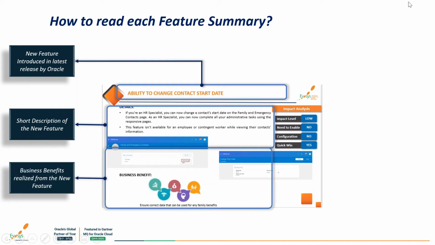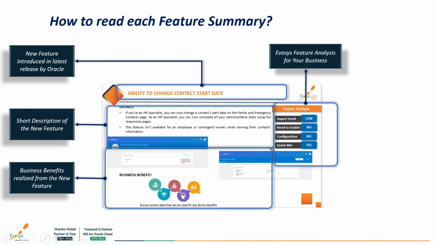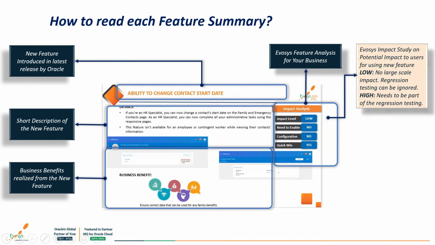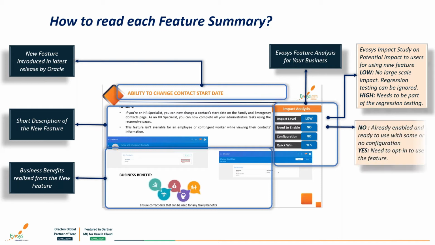We include a business benefit section to help you understand how advantageous it might be to your organization with the outcomes it could give you. On the right-hand side, we then include a high-level impact analysis with four main areas. So firstly, you have the impact level. A low means no large-scale impact, so regression testing is not really required or can even be ignored, whereas a high would be the complete and utter opposite of that.